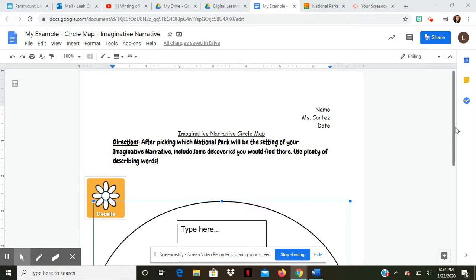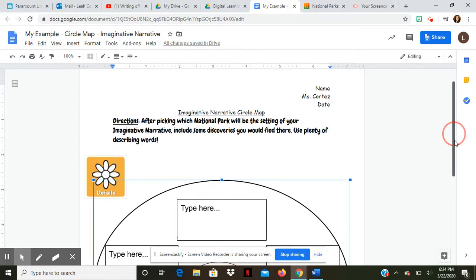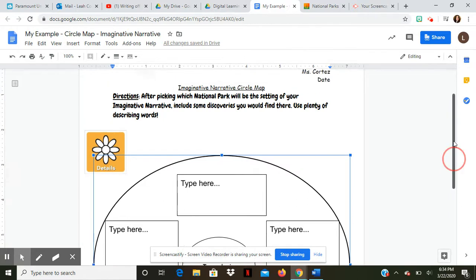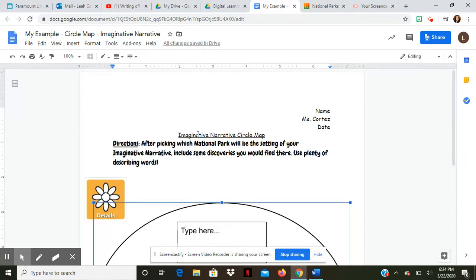It's Ms. Cortez, and we are going to be redesigning or redoing our imaginative narratives. Now, you're probably wondering why we're going to start over again. Well, it's because it's been a while since we did this, and we left off right in the middle, right before you guys had to leave, and we all had to just learn from home. So I think it would be good to restart this over again so you can refresh your brains.